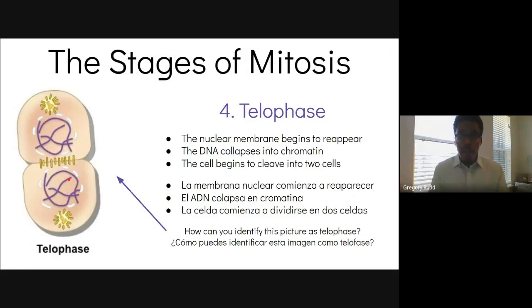And we know that right after telophase, we end up with cytokinesis. So these two cells will fully split, and you end up with two distinct cells with their own plasma membranes. All right. So it's important for you to be able to identify each of these stages of mitosis based on pictures. And I can guarantee you will be asked to do that on tomorrow's test.